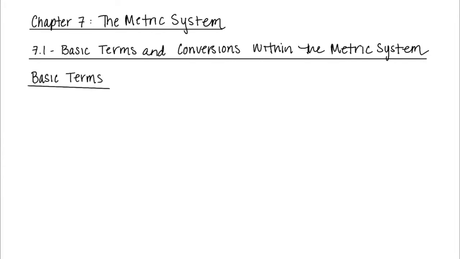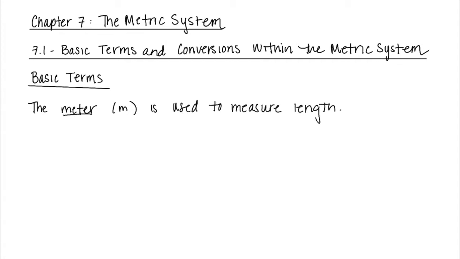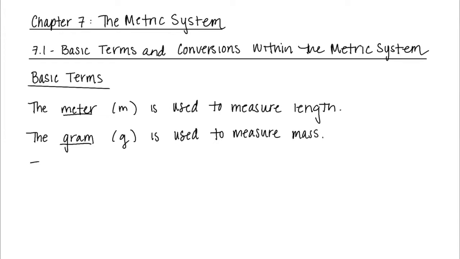And we have 3 of them. The meter, which is denoted just with an M, is used to measure length. The gram, which is denoted with a G, is used to measure mass. And the liter, which is denoted with a capital L or a lowercase l, you might see either one, is used to measure volume.